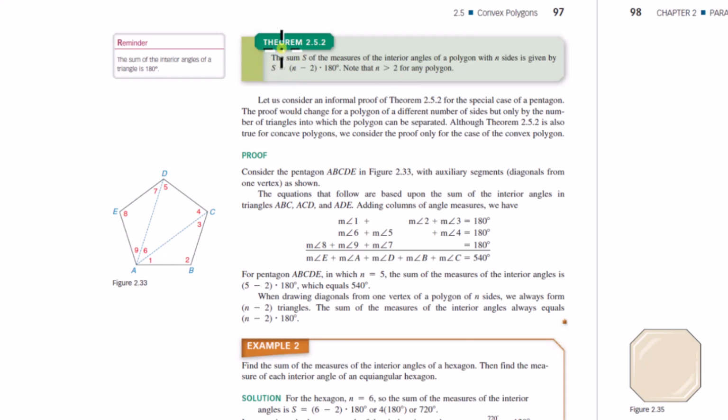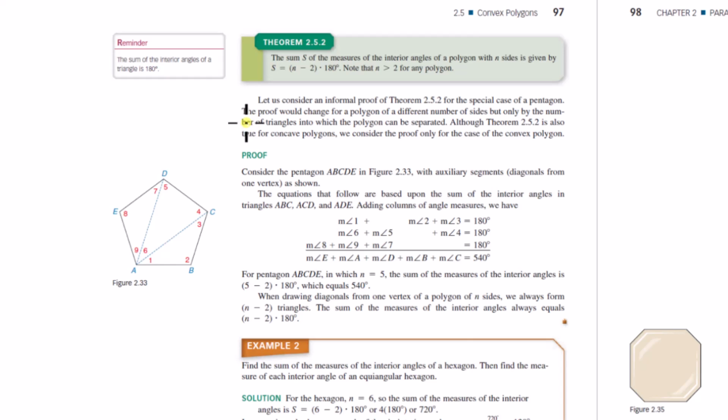Okay. So in the previous section, the example problems, I think we found the sum of the interior angles of a quadrilateral. And so we got a sense for how this theorem is developed. Because, okay, let's keep reading. Let us consider an informal proof of this theorem for the special case of a pentagon.